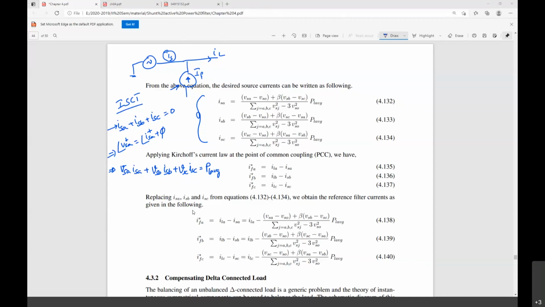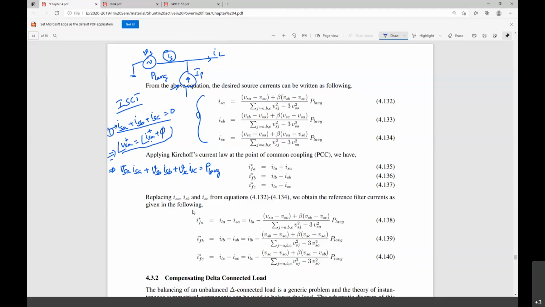These are the three objectives: the source current is to be balanced, and one more thing, the phase angle between the positive sequence voltage and the positive sequence current should be the same. This phi is the desired power factor, and the source is the one which you would like to supply only the load average power. These are the three conditions.